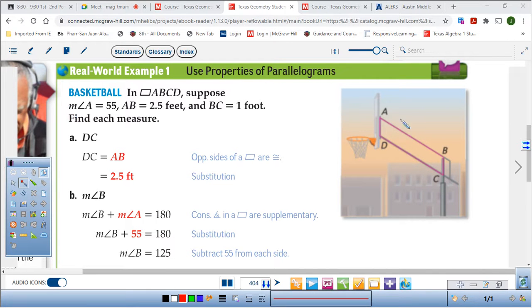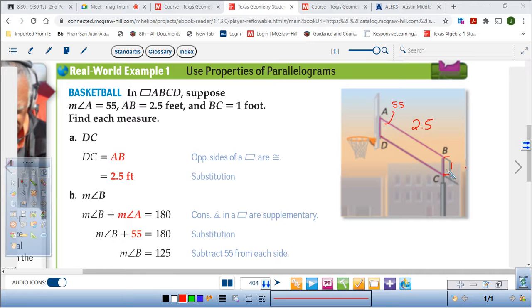Measurement angle A, which is this inside part here, is 55. AB, line segment from A to B, is 2.5 feet. BC is 1 foot. From here to here is 1 foot. Find each measure. DC. Okay, DC is from here to here.